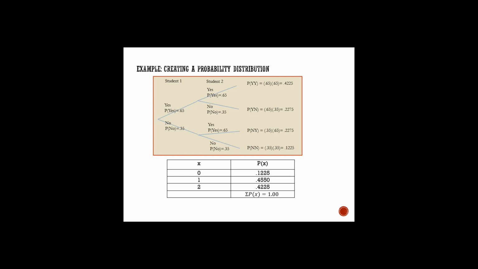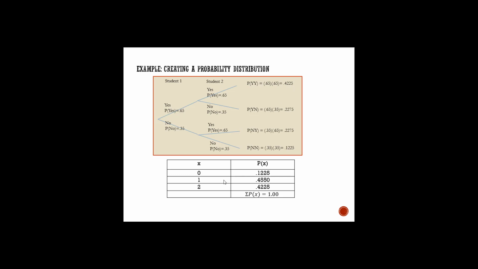And then we go and we find the probability for each of those. Now, the probability for 0, we've already calculated it. Here it is. That would be the 2 no's. Probability that nobody had math anxiety, 0.1225. The probability of 2 is easy to do too. Look at it. The probability of 2 is up here at the top, 0.4225.